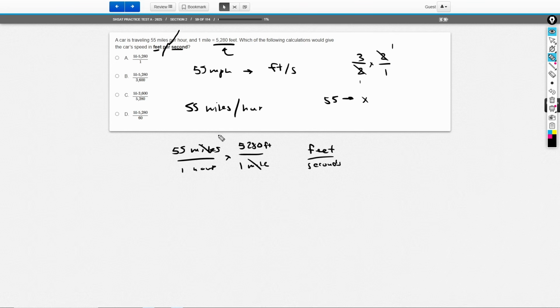If you want to look at this the official way, what we just did was we multiplied by feet over miles. We cancel out the miles. Now, we're left with feet over hours. We want feet per second. So we have to cancel out the hours.